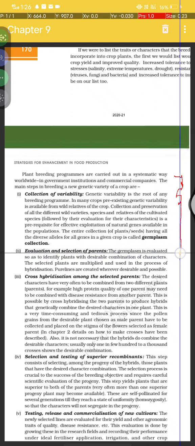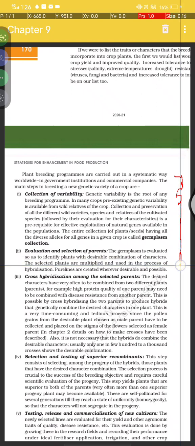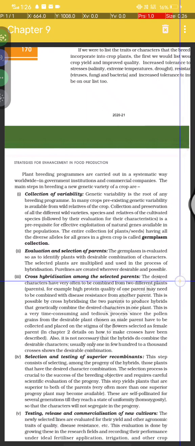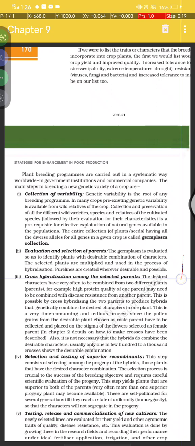Evaluation and selection of parents. Germplasm is evaluated to identify plants with a desirable combination of characters, and the selected plants are multiplied and used in the process of hybridization, and pure lines are created wherever possible. Okay, and now cross hybridization among the selected parents.